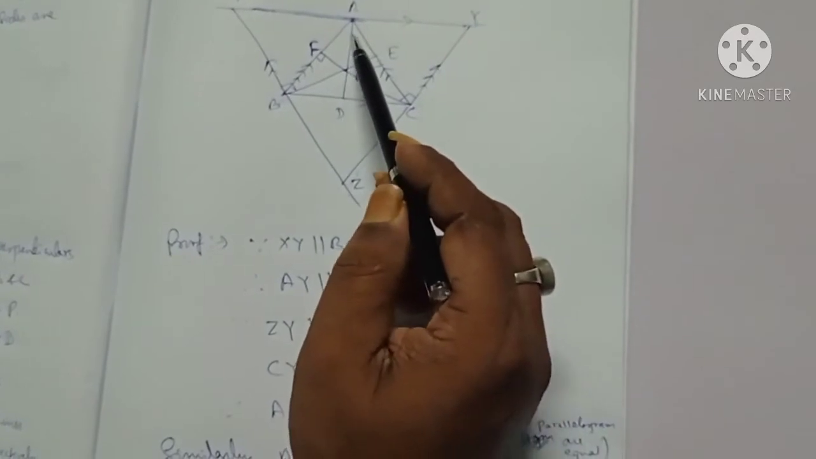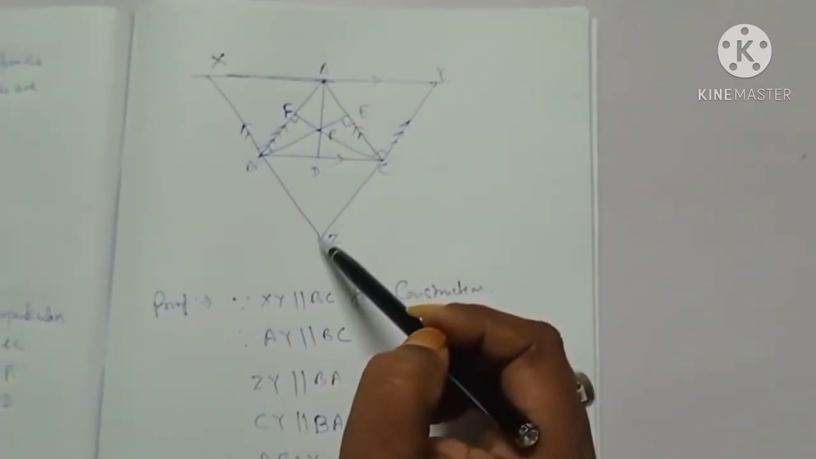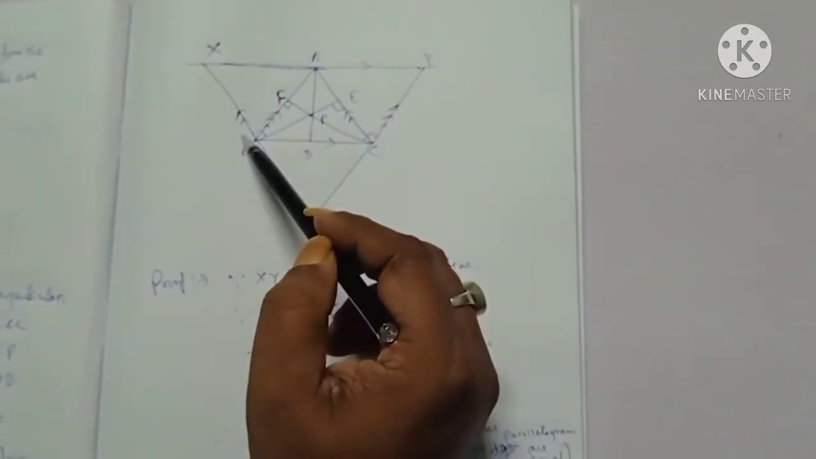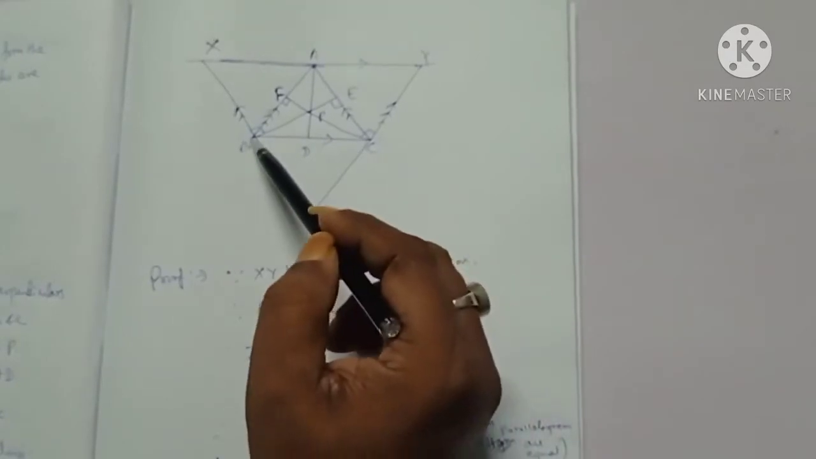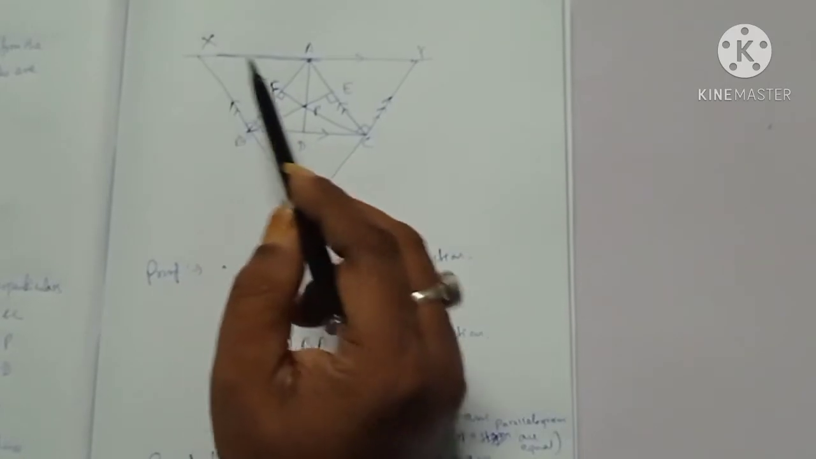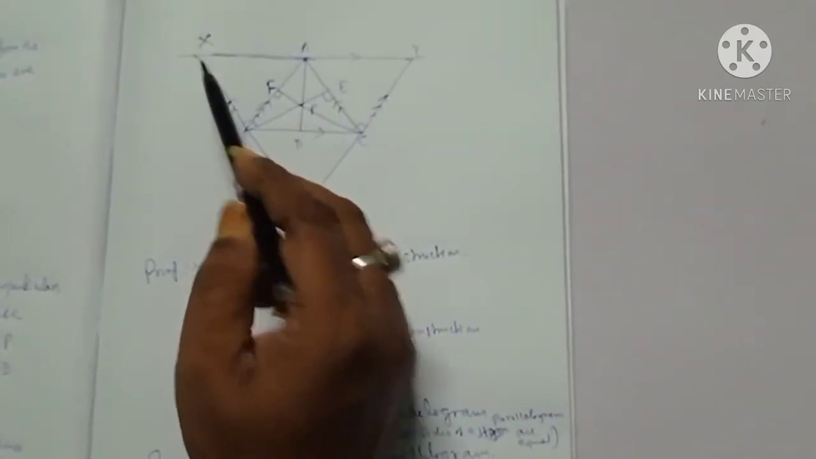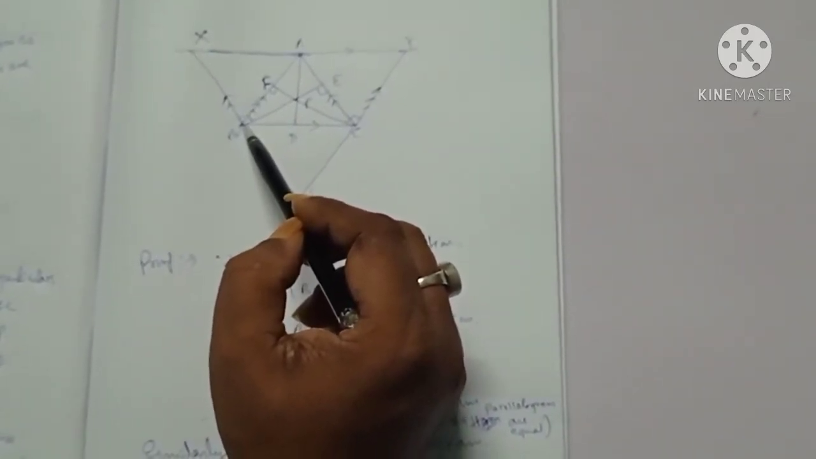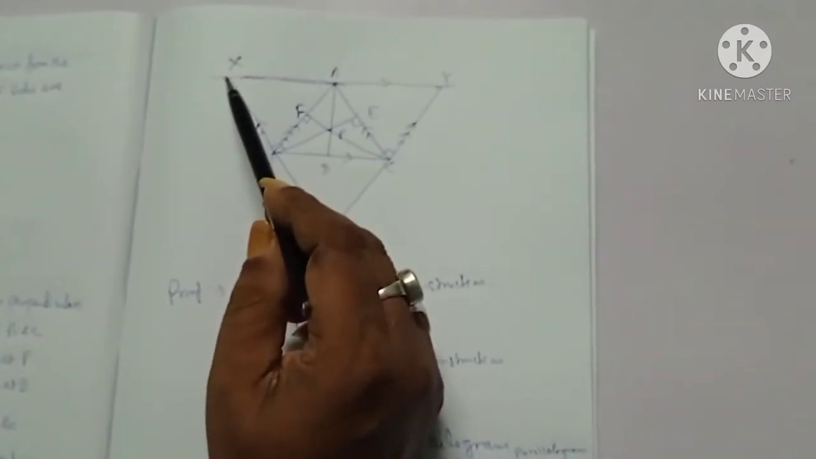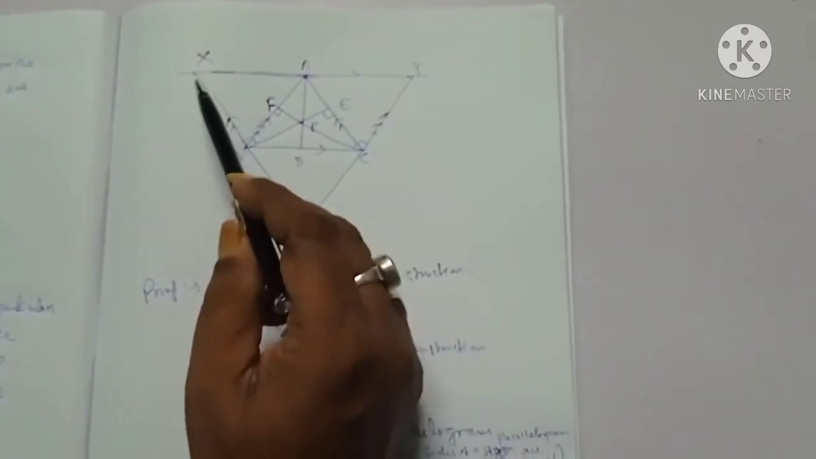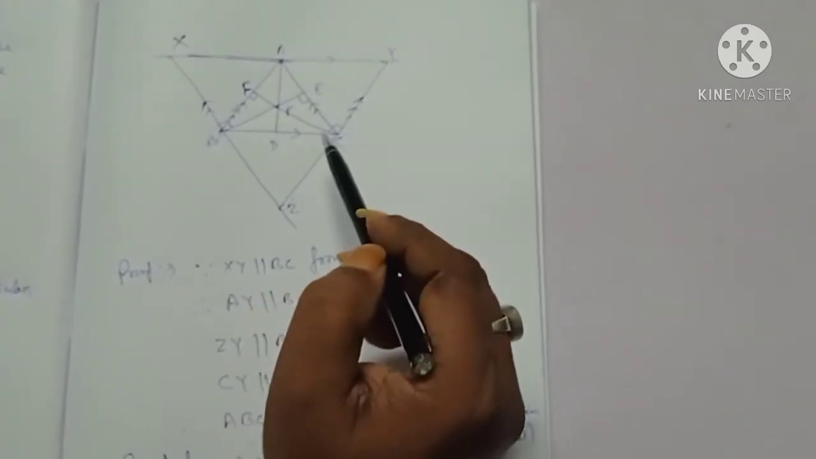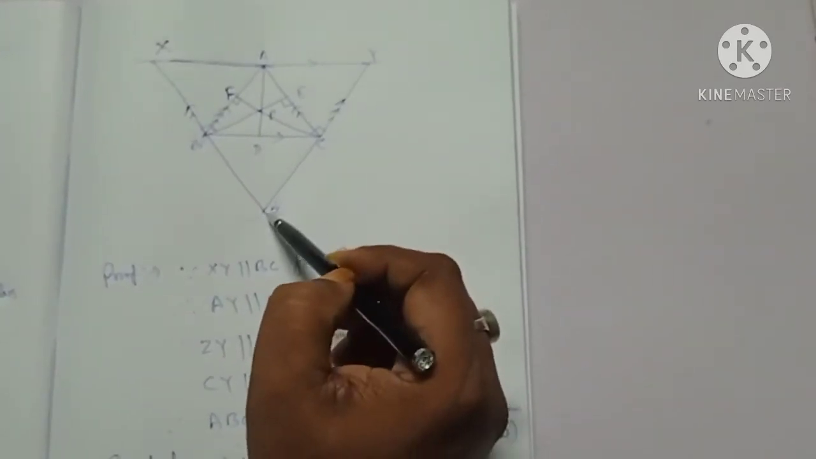Here again I am repeating it. ACZB is a parallelogram, therefore AC is equal to BZ. Again ACBX is a parallelogram, therefore AC is equal to XB, because opposite sides of a parallelogram are equal. From these two statements I get XB is equal to BZ. So B is the midpoint of XZ. Similarly, C is the midpoint of YZ.